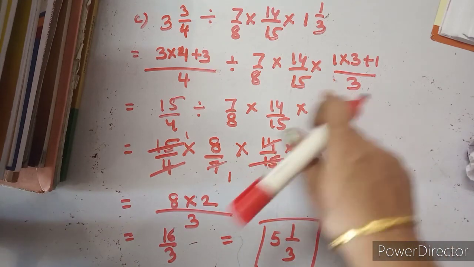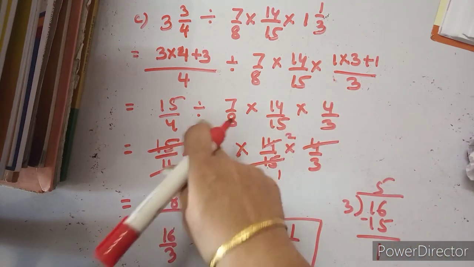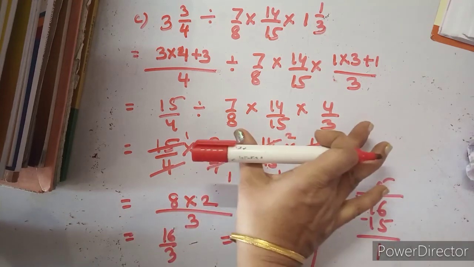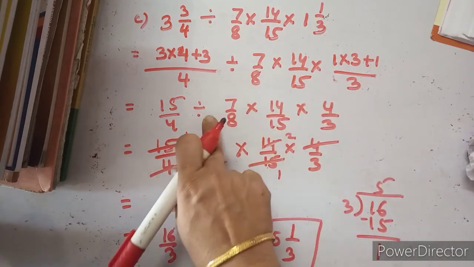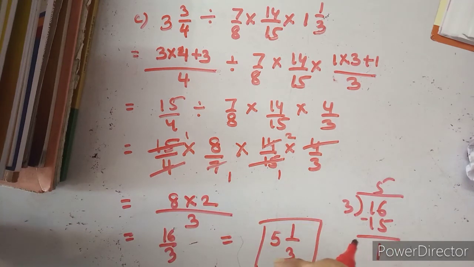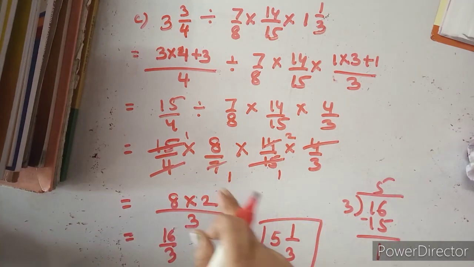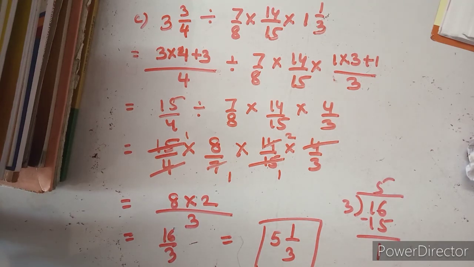So for that we have simplified it by not cancelling these numbers, but we have to change the operation so that you can easily cancel off the numbers. Okay, so this is how you need to do the third problem. So you should be very careful in all these things.